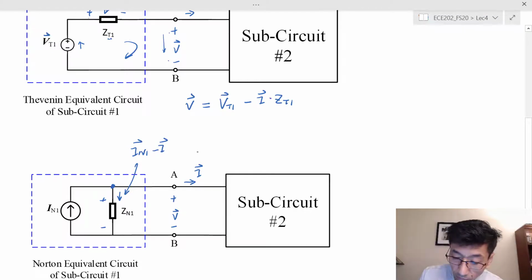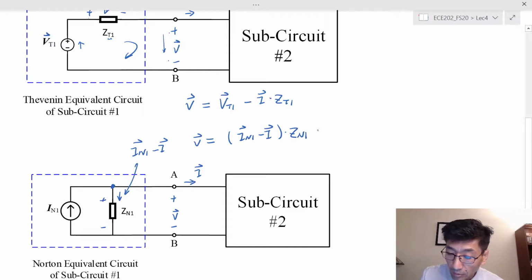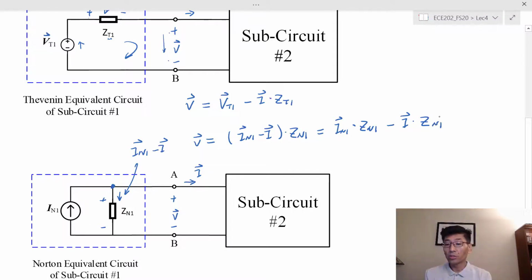So in this case, the V is going to be equal to the current I sub n1 minus I times Z sub n1. If I multiply this out, what do I get? I get I sub n1 times Z sub n1 minus I times Z sub n1. So for these two circuits to be equivalent, the condition we need is that this term should be equal to this term, and the coefficient in front of I should be the same, right?